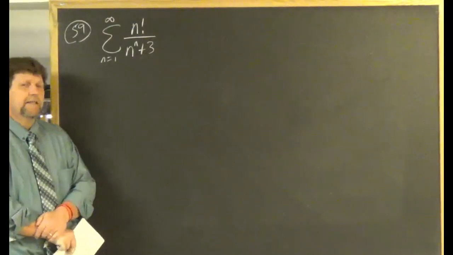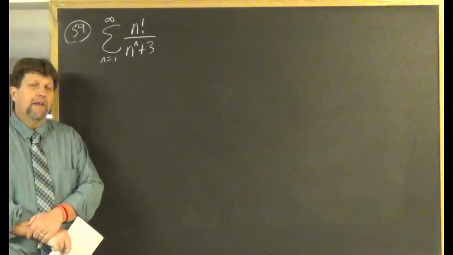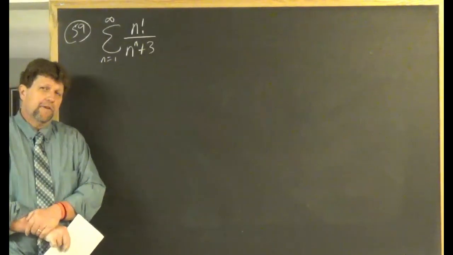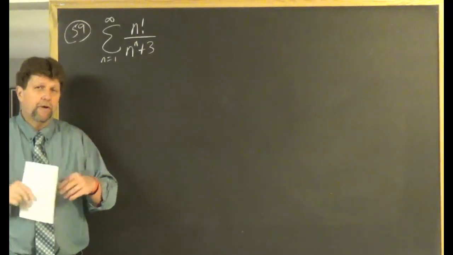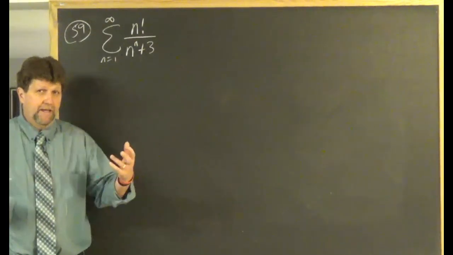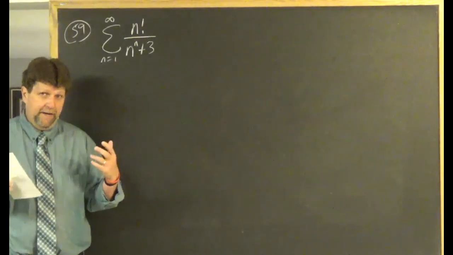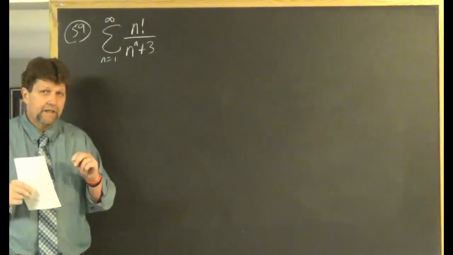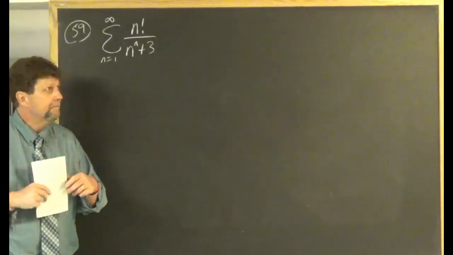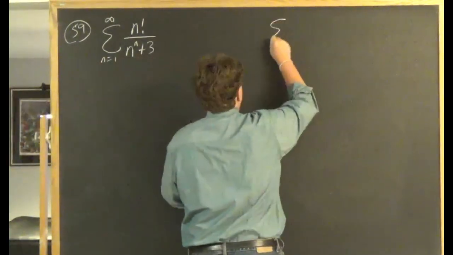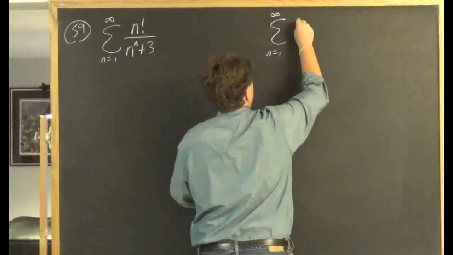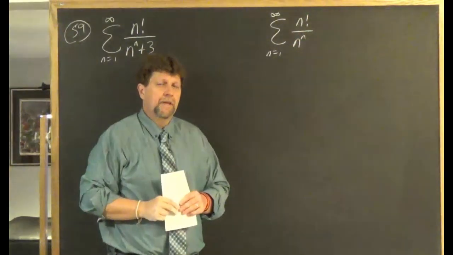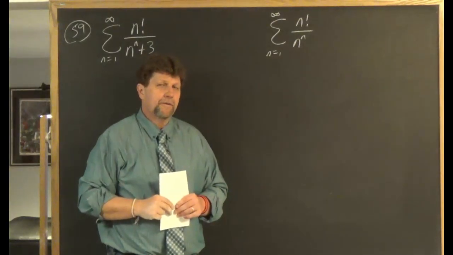Alright, here, number 59. Does the series n equals 1 to infinity, n factorial over n to the n plus 3, does that converge or does it diverge? We see factorials, we see exponentials. We should be thinking, hey, good candidate for ratio test. But when I look at this one, I think, what about that series? Does that series converge or diverge?